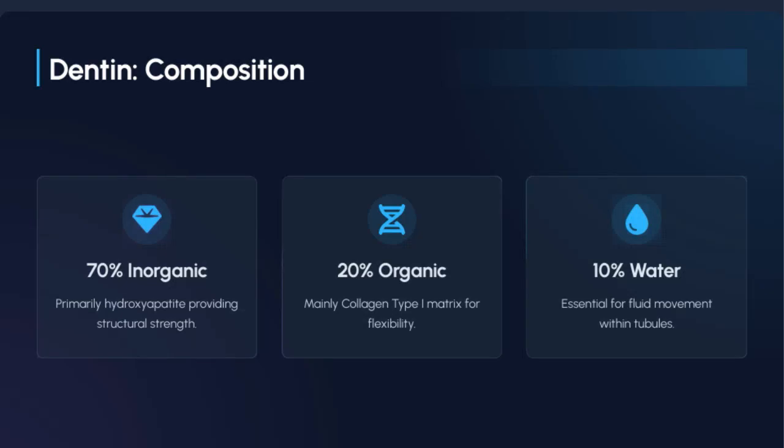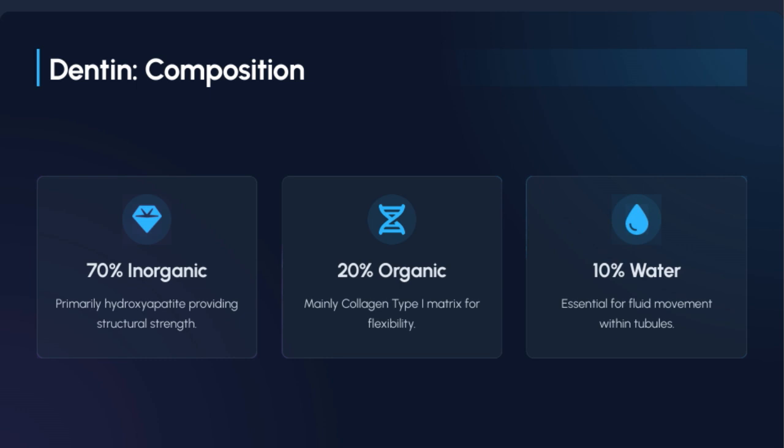Now, let's take a closer look at the composition of dentin. First, it's essential for fluid movement within the tubules, which plays a key role in the tooth's sensitivity and health. When we examine its makeup, we see that about 10% of dentin is water. This water helps maintain the tissue's vitality and flexibility. Moving on, the main component is a collagen type I matrix, making up most of the organic part.